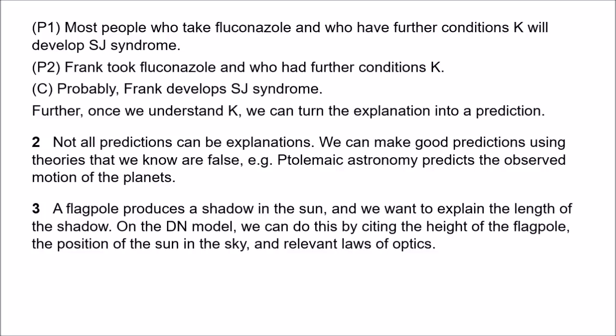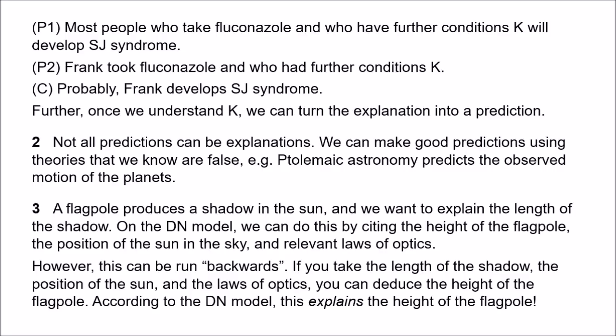The trouble is that we can run this backwards, as it were. If you have the length of the shadow and the position of the sun in the sky and the laws of optics, you can deduce the height of the flagpole. So Hempel will say that you've explained the height of the flagpole by the length of its shadow. Similarly, if you take the height of the flagpole, the length of the shadow, and the laws of optics, you can deduce the position of the sun in the sky. So the flag and its shadow explain the position of the sun. Surely this is the wrong way round. It seems here that explanation is directional. It goes in a certain direction, and the deductive-nomological model just doesn't respect that.